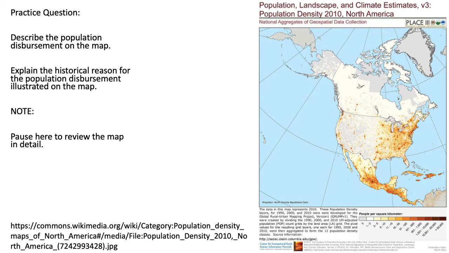Practice question. Describe the population dispersement on the map. Question 2. Explain the historical reason for the population dispersement illustrated on the map. Note that the areas on the map further east have a greater density of population. Note that the population density is less as you travel further west. Also, note that there is a greater population density along the west coast than in other western regions.